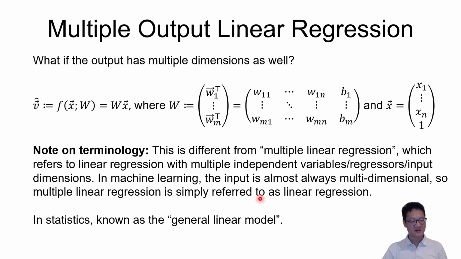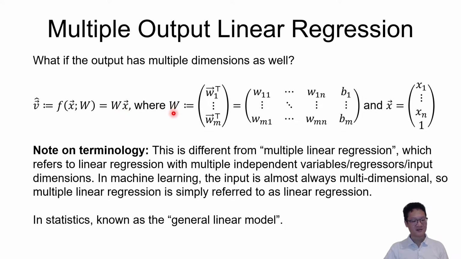So now let's complete our discussion of ordinary least squares by talking about multiple output linear regression. Unfortunately, more terminology, but what this means is basically when our model actually outputs a vector instead of a scalar. So this f function will take as input a vector x and then output a vector v hat. And in the linear model, we simply have a matrix W multiplied by x.